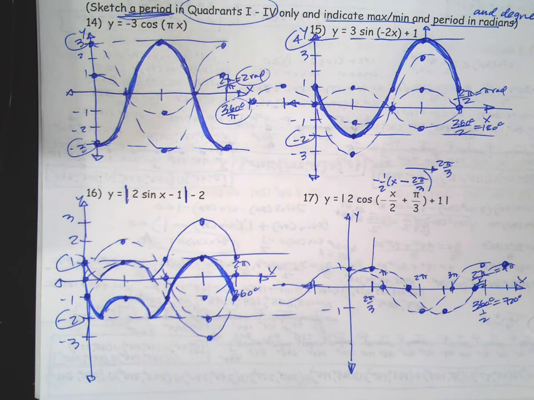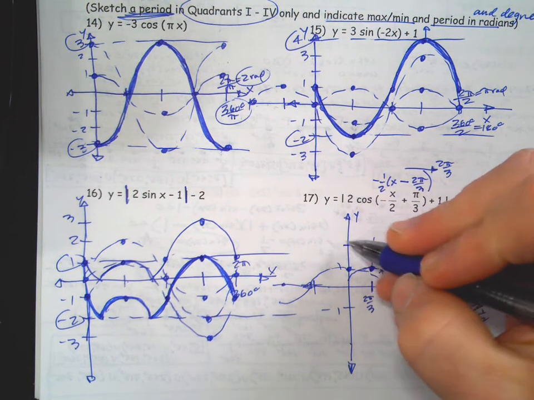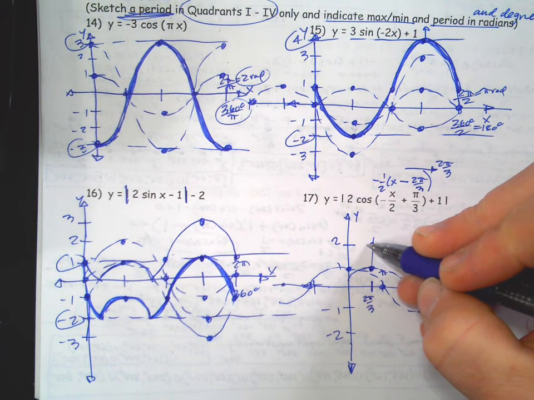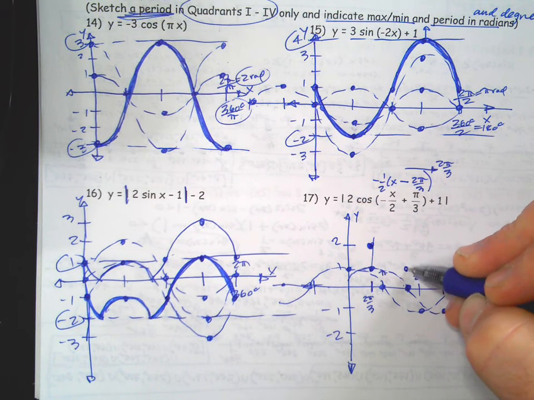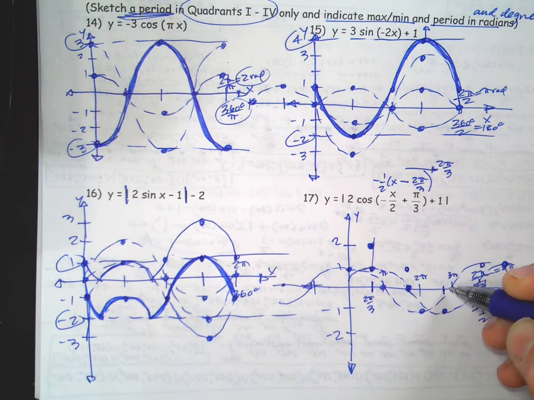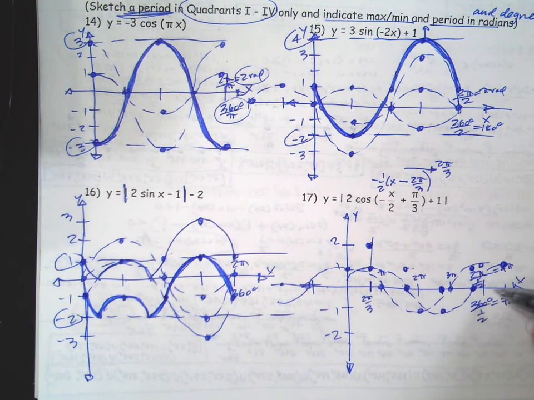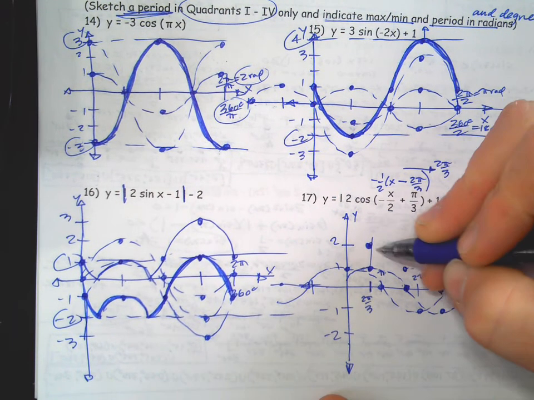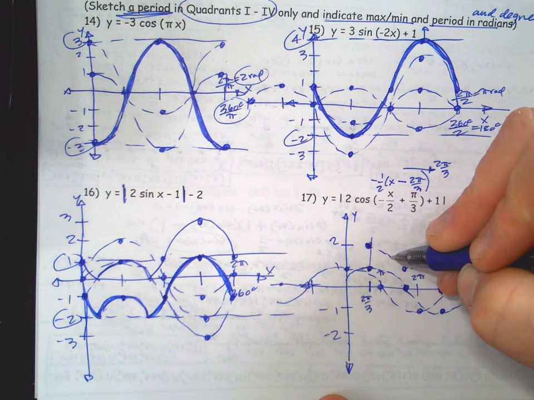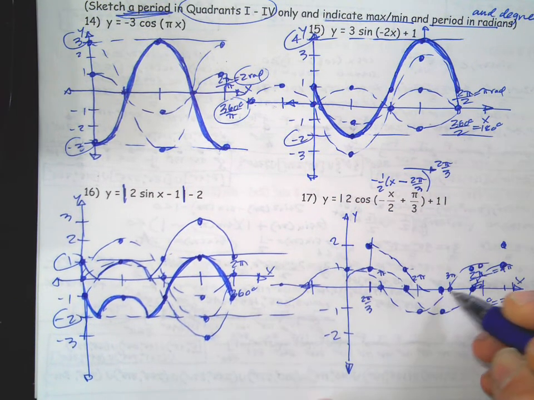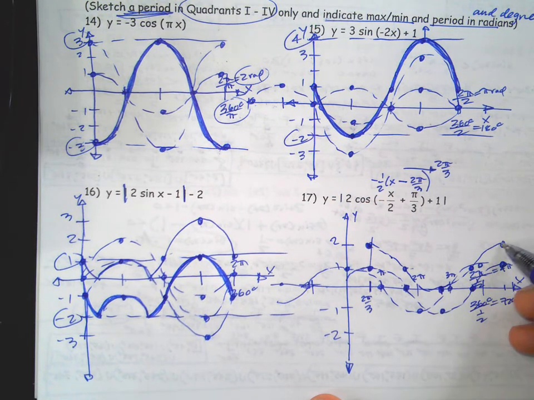We got to do the +1 before we do the absolute value. So this is going to be up here. This is going to be up here. This is going to be up here. This is going to be up here. And this is going to be up here. So that's the new graph. Okay, something like that. Okay.